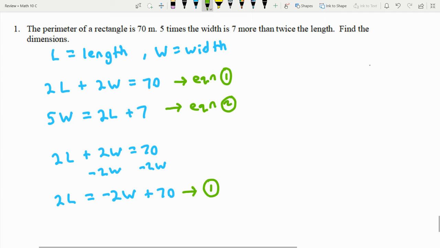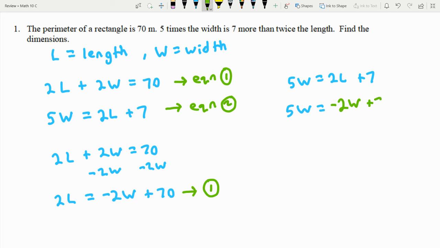What I'm going to do now is take equation 1 and plug it into equation 2. So for equation 2, I have 5w equals 2l plus 7. Let me write that out some more. So 5w equals 2l, and 2l, from equation 1, equals negative 2w plus 70. So I just put that in, and now I have plus 7.